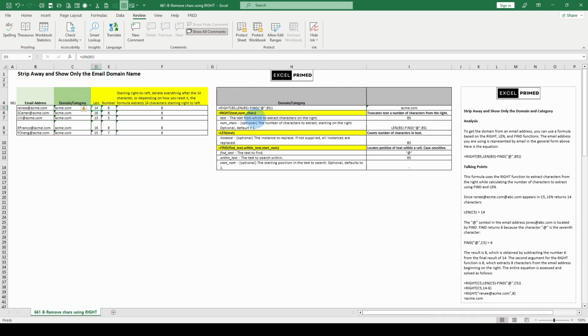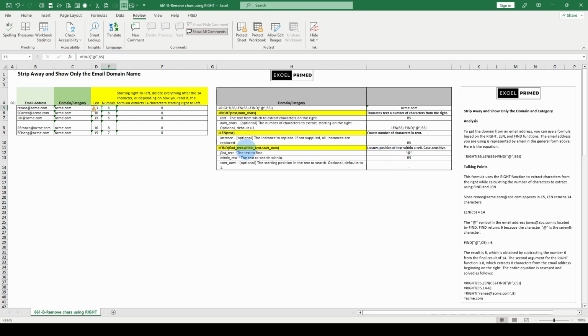LEN, let's look at this deal here. We have to look at the internal parts. We have LEN B5. What is it? It's 14. What's it doing? It's counting everything here. 1, 2, 3, 4, 5, 6, 7, 8, 9, 10, 11. Okay, 14.